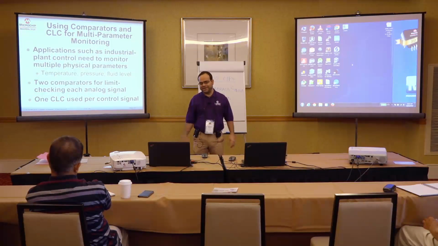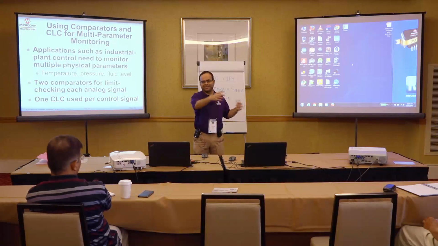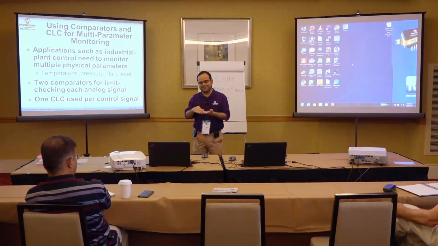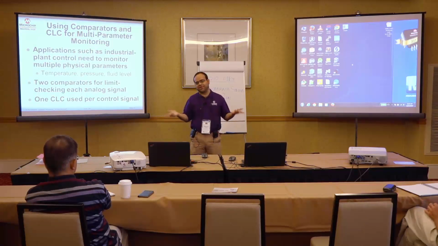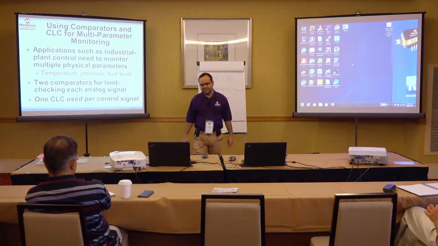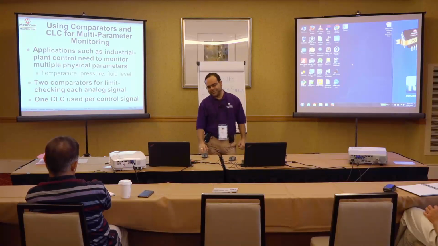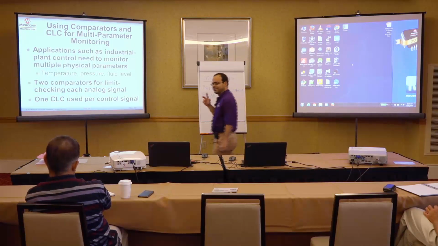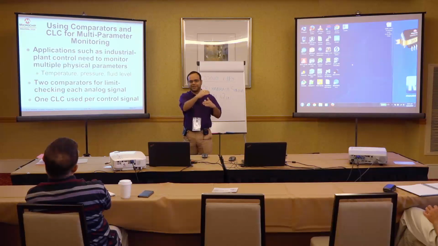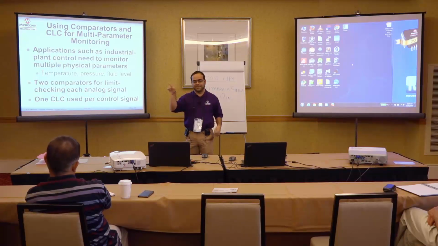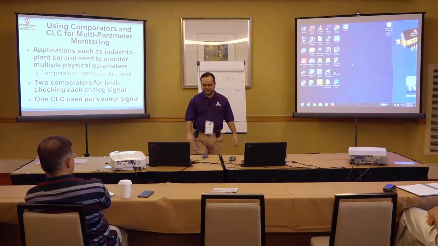So, using comparators and CLCs, you can combine many of those parameter measurements together and directly get a high-low signal or out of limit signal, and combine those as well using the CLC, because the CLC has an OR mode, and then use the CLC output directly as a control signal to shut down a plant or shut down a valve or anything. So you would basically require 2 comparators for each analog signal if you are checking for upper and lower limits of the signal value, and you would need 1 CLC per control signal, not for the input quantity.